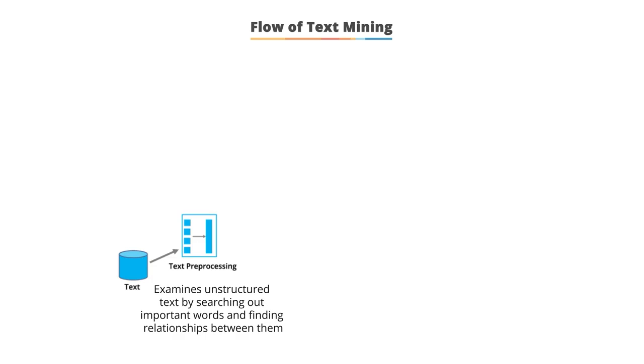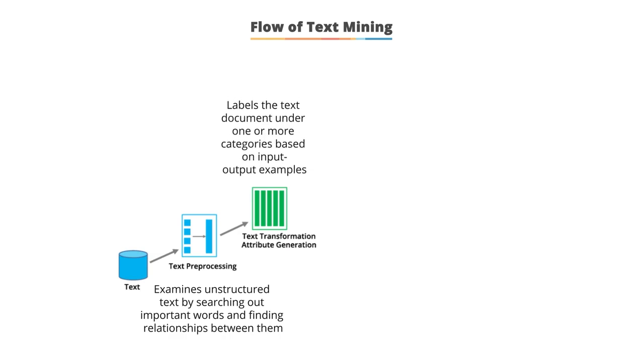Let's understand the flow of text mining. There are 5 techniques used in a text mining system. Information extraction or text pre-processing. This is used to examine the unstructured text by searching out the important words and finding the relationships between them. Categorization or text transformation attribute generation. Categorization technique labels the text document under one or more categories. Classification of text data is done based on input-output examples with categorization.